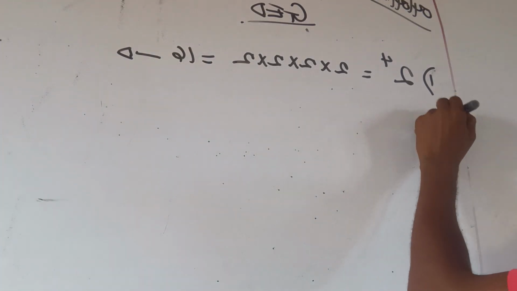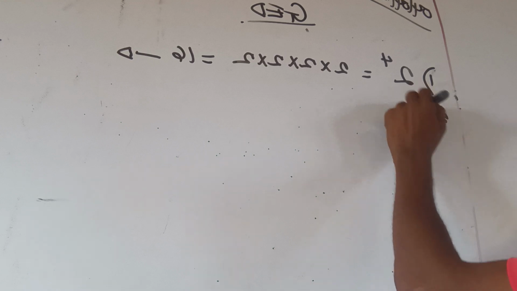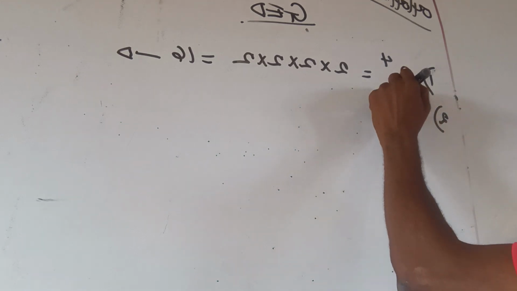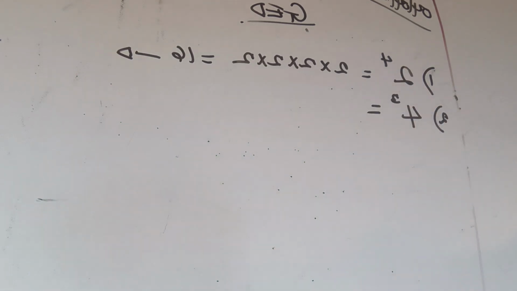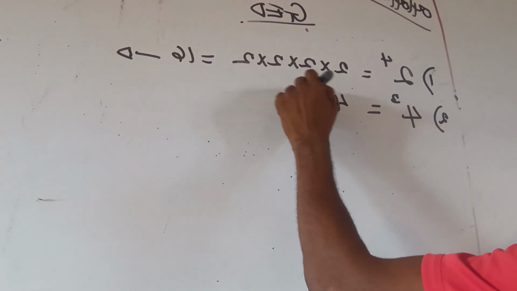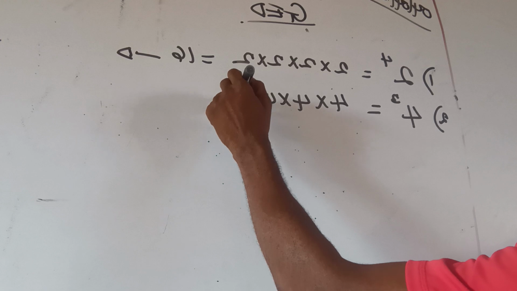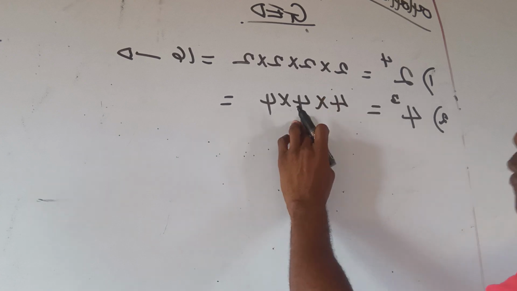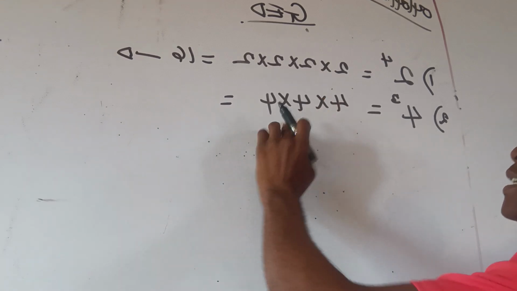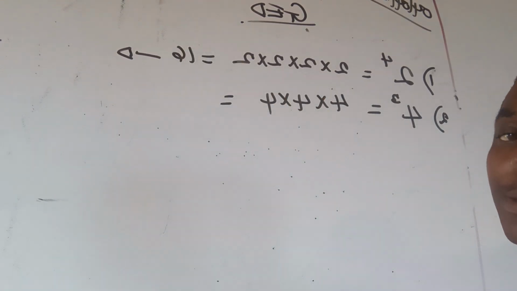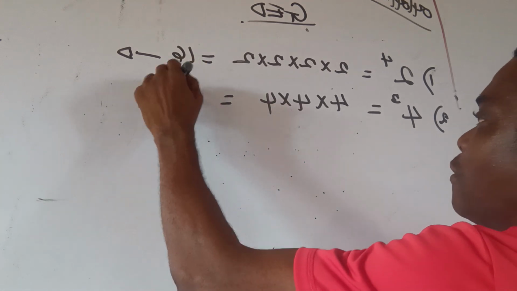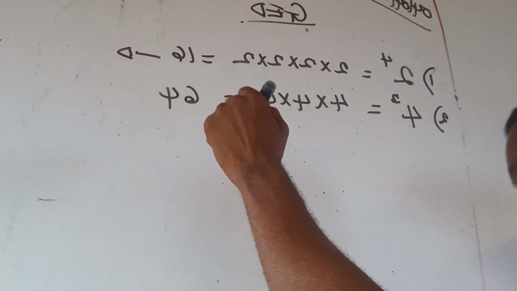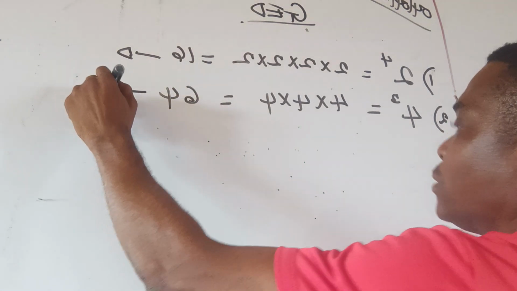Then the next one, number 2, is 4 raised to power 3. That's 4 cubed. 4 raised to power 3 is the same thing as 4 times 4 times 4. 4 times 4 is 16, and 16 times 4 is 64. What option is there? That's option D also.